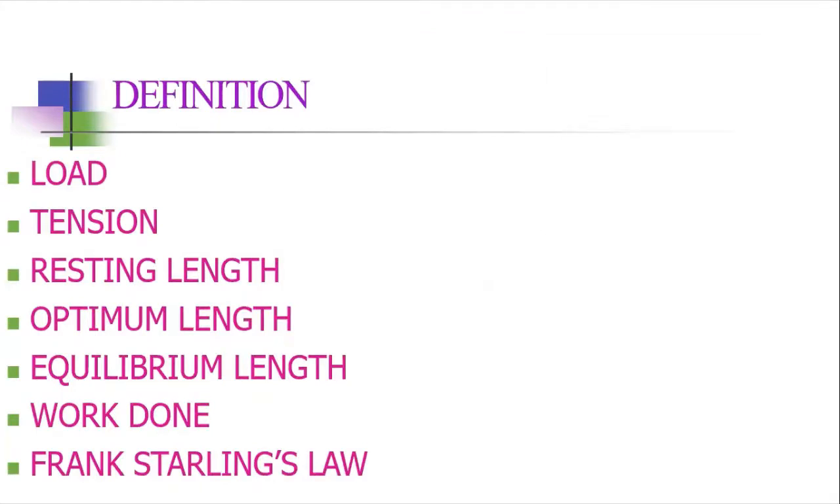So now let us discuss load, tension, optimum length, equilibrium length, work done, and Frank-Starling's law. So what is load? Load is the force exerted by the weight of an object on the muscle. Now let's see about tension. The force exerted by the contracting muscle on the object is known as muscle tension.